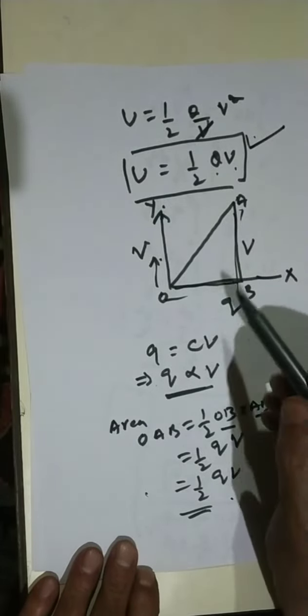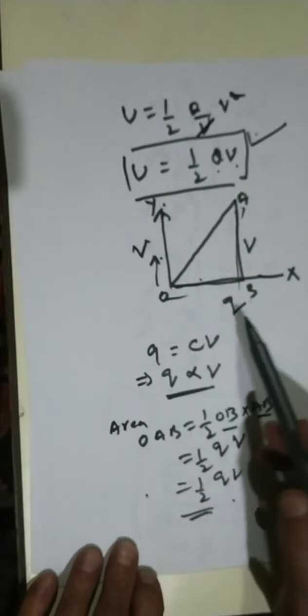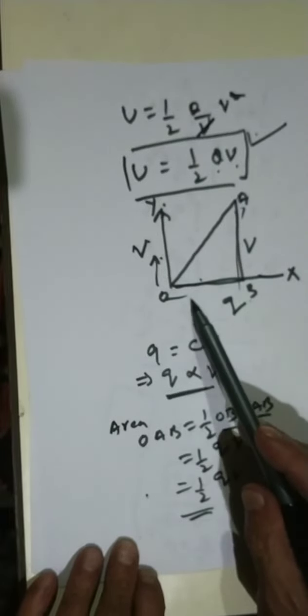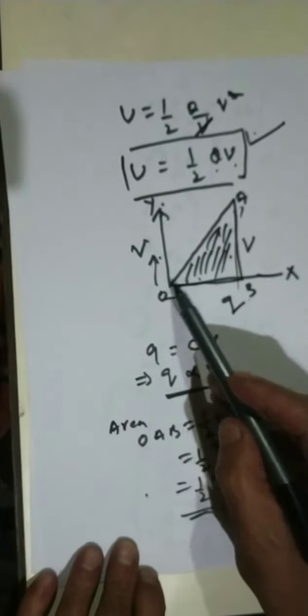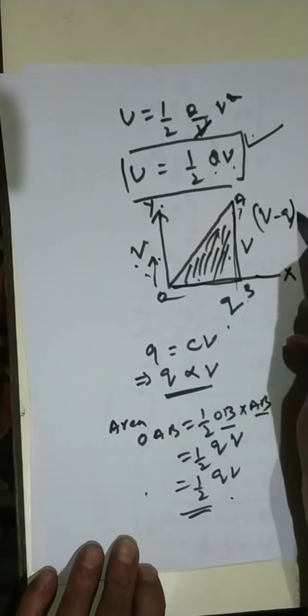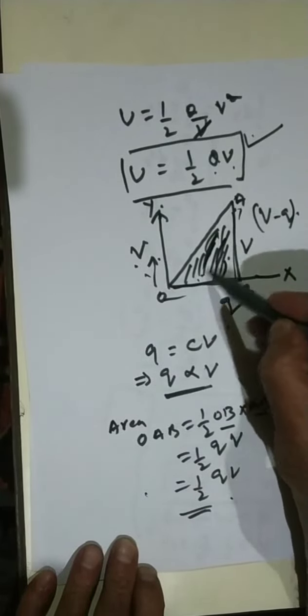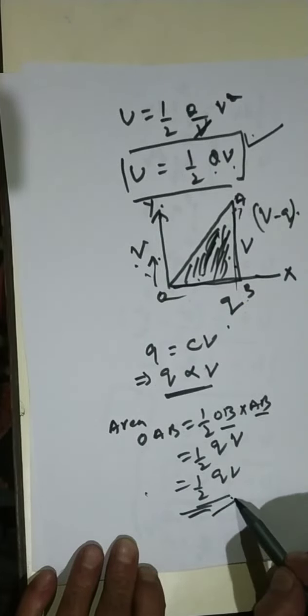ठीक है. तो geometrically the energy stored in the capacitor is equal to the area of the triangle under the V-Q graph. VQ graph के अंडर जो ट्रायंगल आता है उसका जो एरिया होता है वो बराबर होता है एनर्जी स्टोर्ड इन द कैपेसिटर. ओके.